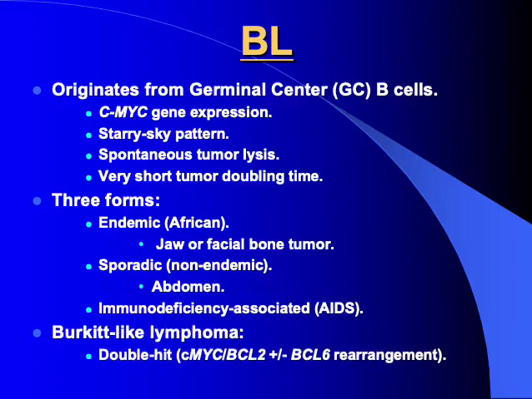There is what is called Burkitt-like lymphoma, characterized by c-MYC and one of the BCL2 or BCL6, or both, rearrangements. It is called double hit lymphoma. Also, it has a very aggressive course and needs immediate attention and treatment.